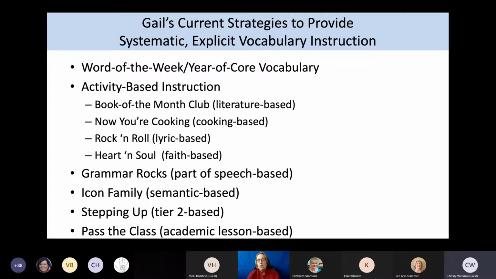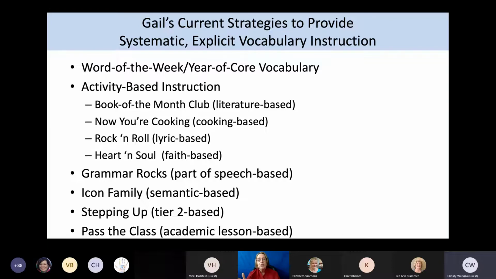I'm not hoping that they'll just get it through modeling or learning it by exploring it on their own or getting it by seeing symbols I've placed around the room. I'm going to really do lessons, very explicit vocabulary instruction. And I have in my bag of tricks probably six strategies that I've used and I've helped other therapists and teachers use. The first being word of the week or year of core vocabulary, which we're going to touch on. And then activity-based instruction.